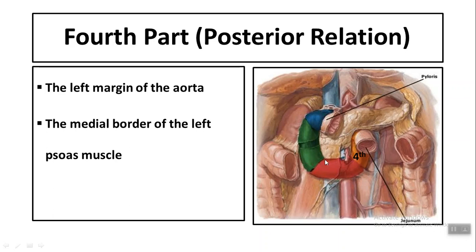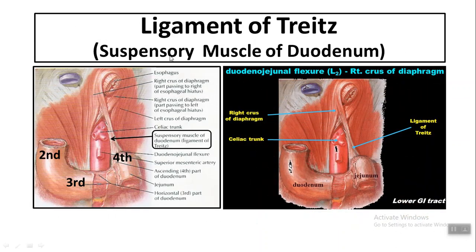Here we have reached the end of the duodenum, which is the fourth part. Then we begin the duodenojejunal junction, or we call it the duodenojejunal flexure, because there is an angle between the duodenum and jejunum. This duodenojejunal junction is held by what we call the ligament of Treitz.